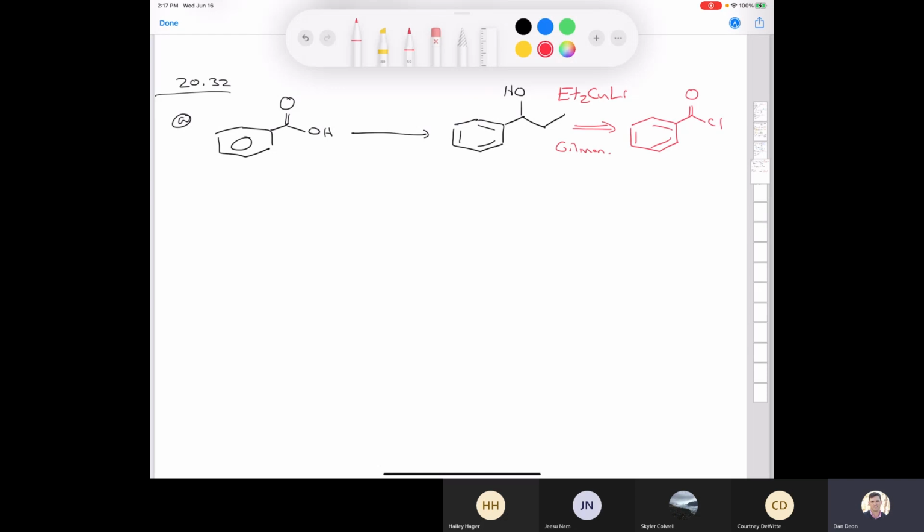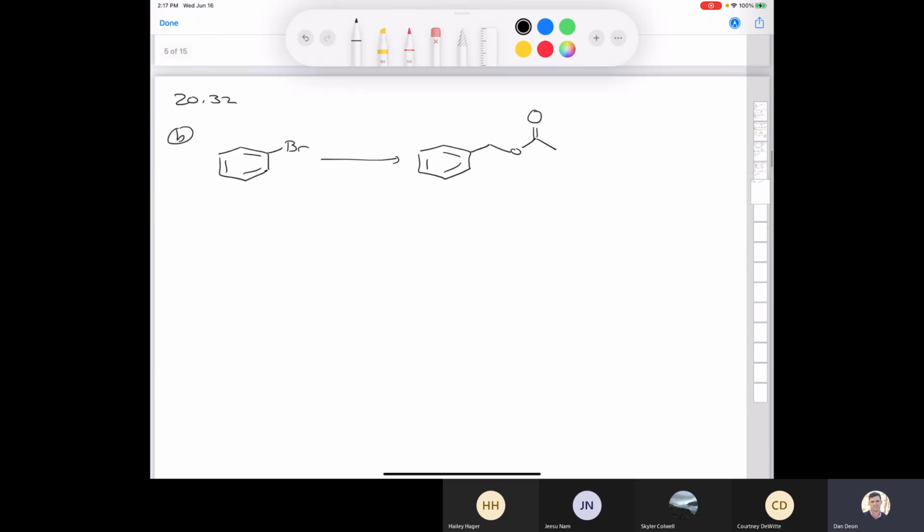And so again, I think everybody knows how to get from the carboxylic acid, benzoic acid, to the acid chloride. So what do we have to do? We have to take our carboxylic acid and treat it with thionyl chloride. That will give us our desired acid chloride. And then we're going to treat that with our Gilman reagent, the ethyl cuprate. And there we go. We end up adding one ethyl group to the electrophilic carbon of the acid chloride. And there we have it, our secondary alcohol.